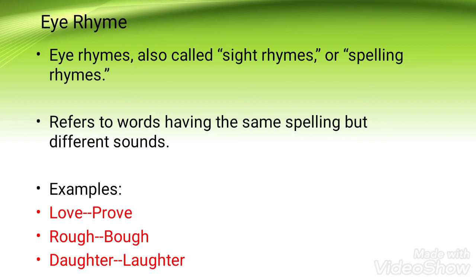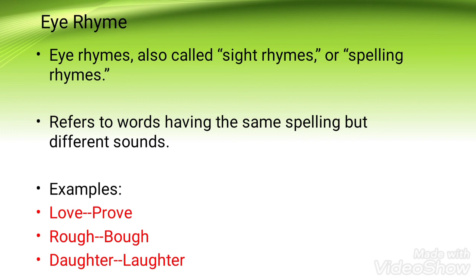The rhyme is available for our eyesight only. As far as spellings are concerned, some of the words or the letters are the same, like OVE in love and prove, and OUGH in rough and bough, that is the last syllable you can say, are the same.